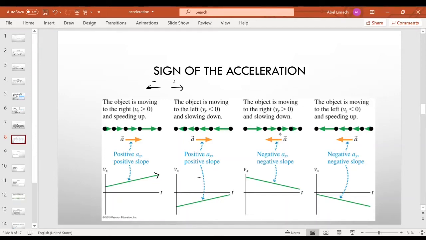This is the complete opposite now. Negative a, negative slope. Makes sense. But since this object is moving to the right, it's going to have a positive velocity and a negative slope. It's going to be slowing down. It's going to be getting closer to the 0 value.